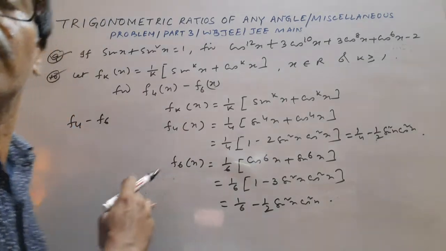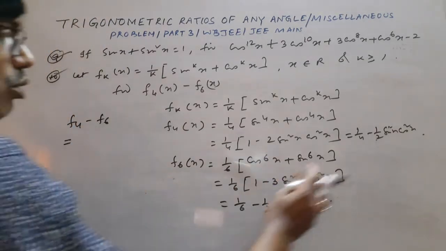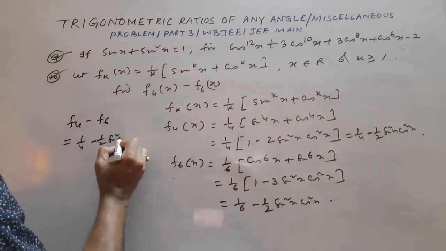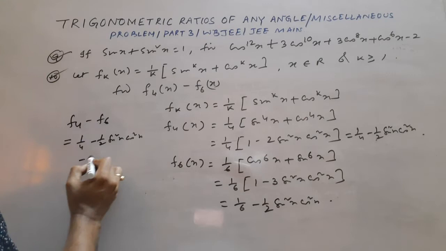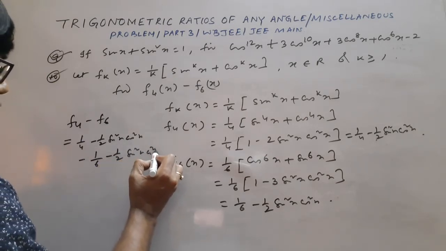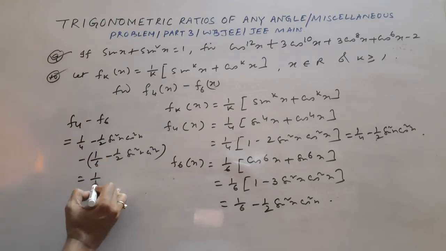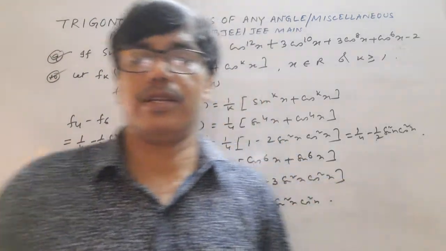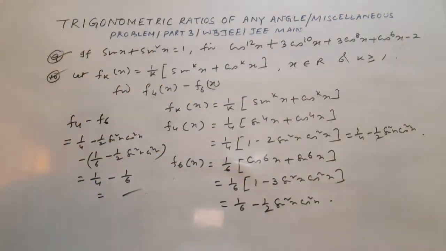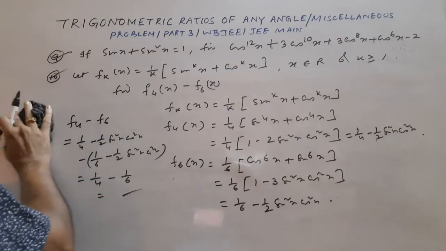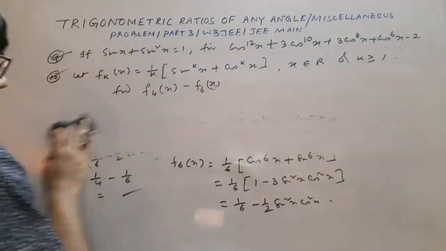F4 minus f6. So what is f4? 1 by 4 minus half sin square x cos square x. And f6 is 1 by 6 minus half sin square x cos square x. So the final answer is 1 by 4 minus 1 by 6. Simplify and you get the result. I have also solved this problem earlier, but in another form.